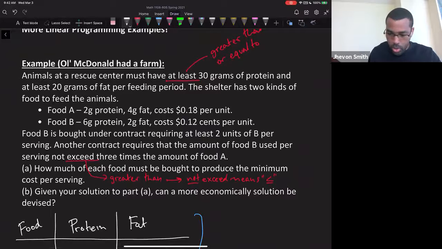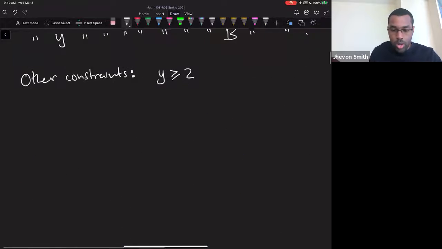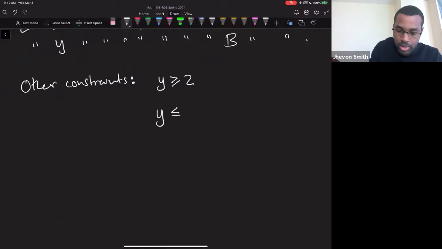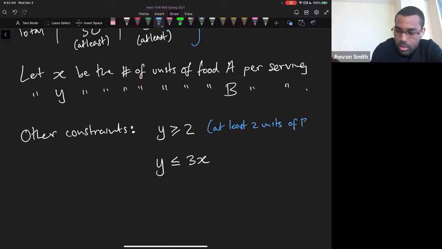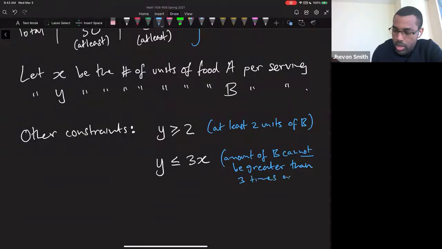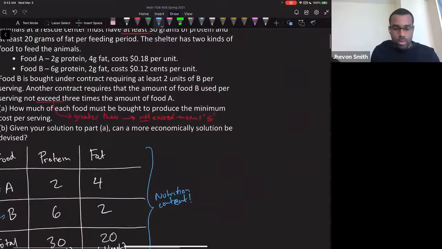We also are told that food B cannot exceed 3 times the amount of servings of food A. So whatever I serve for B, it has to be less than or equal to 3 times what is served for A. So at least 2 units of B. And here, amount of B cannot be greater than 3 times amount of A.